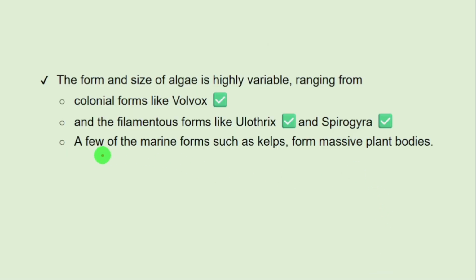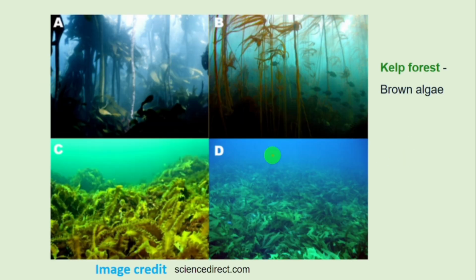Then another form is the massive plant body called kelps. So it looks something like this. So these are marine forest, brown algae.